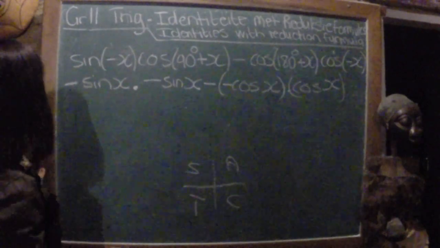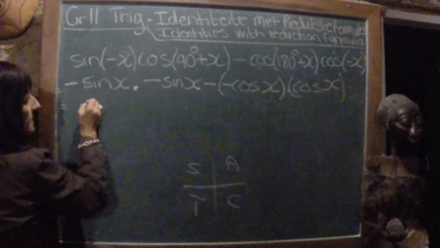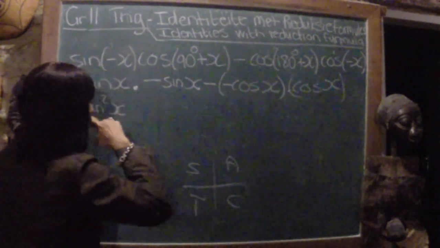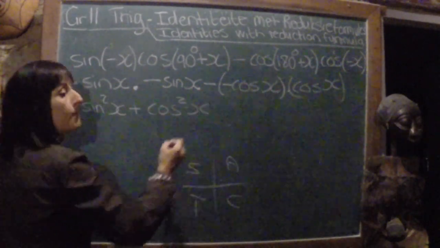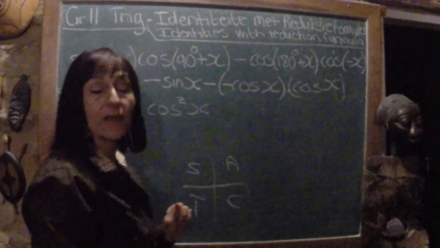Okay, let's quickly simplify. A minus times a minus gives a plus. So ek het sin kwadraat x. 'n Minus en 'n minus langs mekaar maak 'n plus. Cos kwadraat x. And that's your familiar identity that equals 1. And that's it. Very easy.